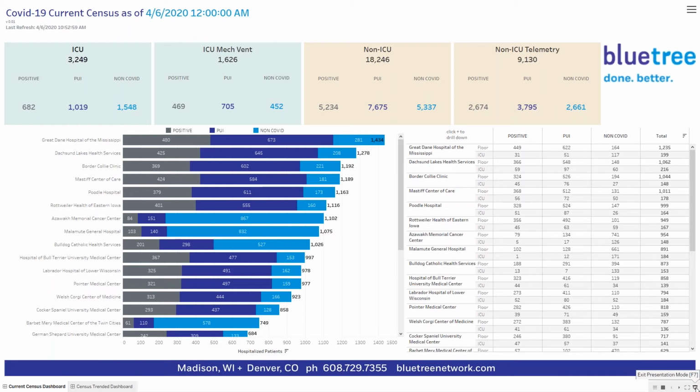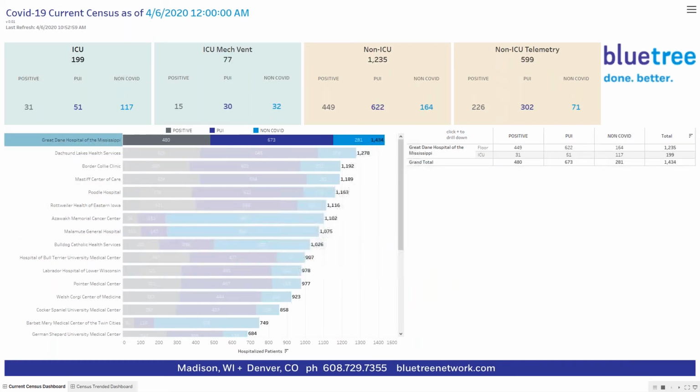On the right-hand side, we see the same breakout indicating patients split up by the floor and the ICU. At any point, you can click on any of the labels to have a breakdown or a drill to detail available to you for the data that's on the screen.